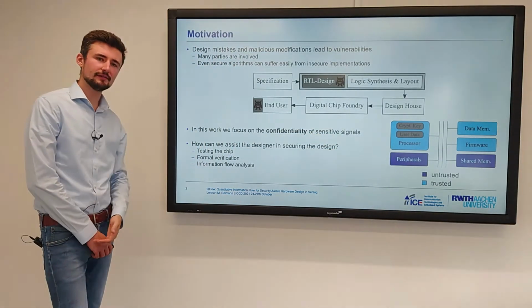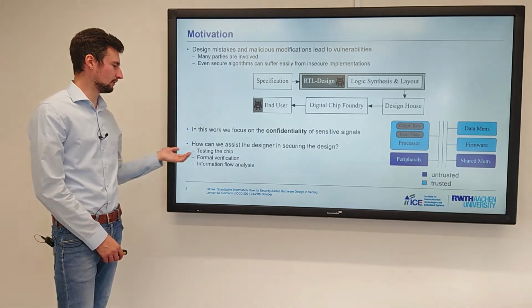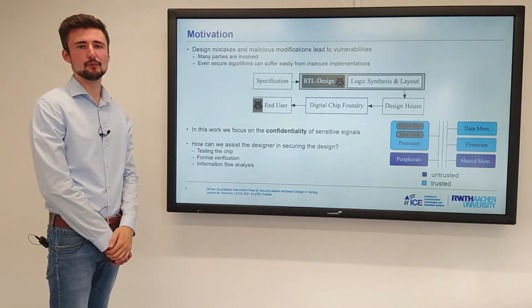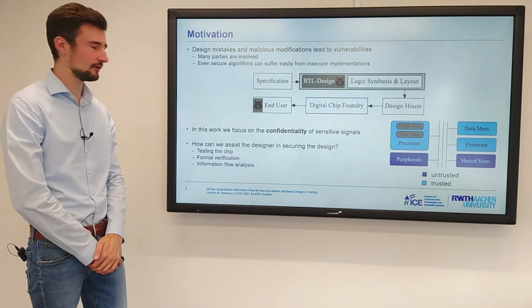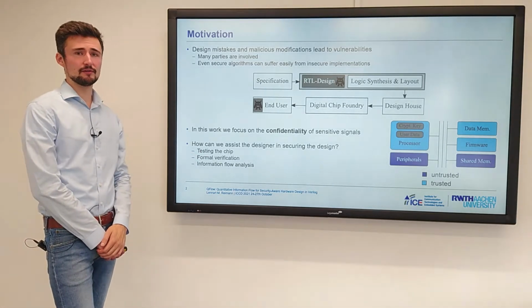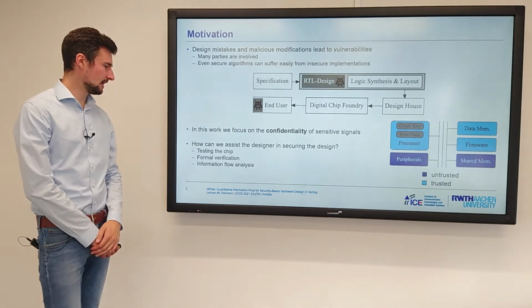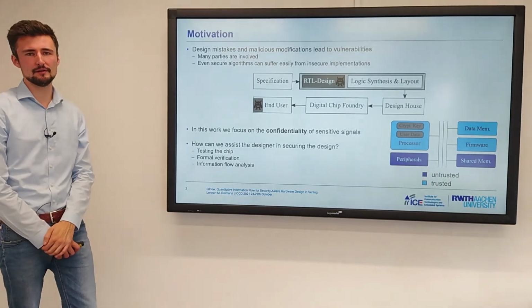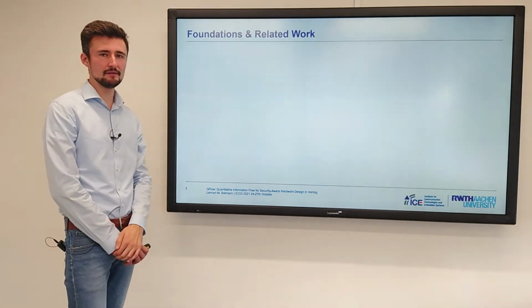How could we actually assist the designer in this process? We could use testing of the chip, but we would have to rely on the test coverage. Additionally, we could use formal verification, which is not suitable for inexperienced users. Additionally, there's information flow analysis. So what is actually information flow analysis?